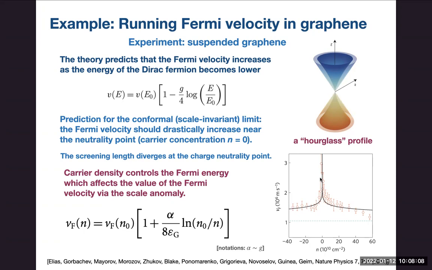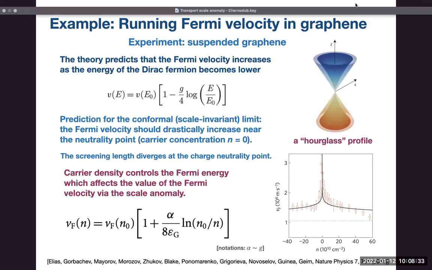So this is n. It's the density of particles, which is controllable in experiment. With this density you can control the position of the Fermi surface, so you can control the Fermi energy, and you see this hourglass here. Okay, I think Professor Rutia has a question. I hope it's a really quick question because we don't have much time.